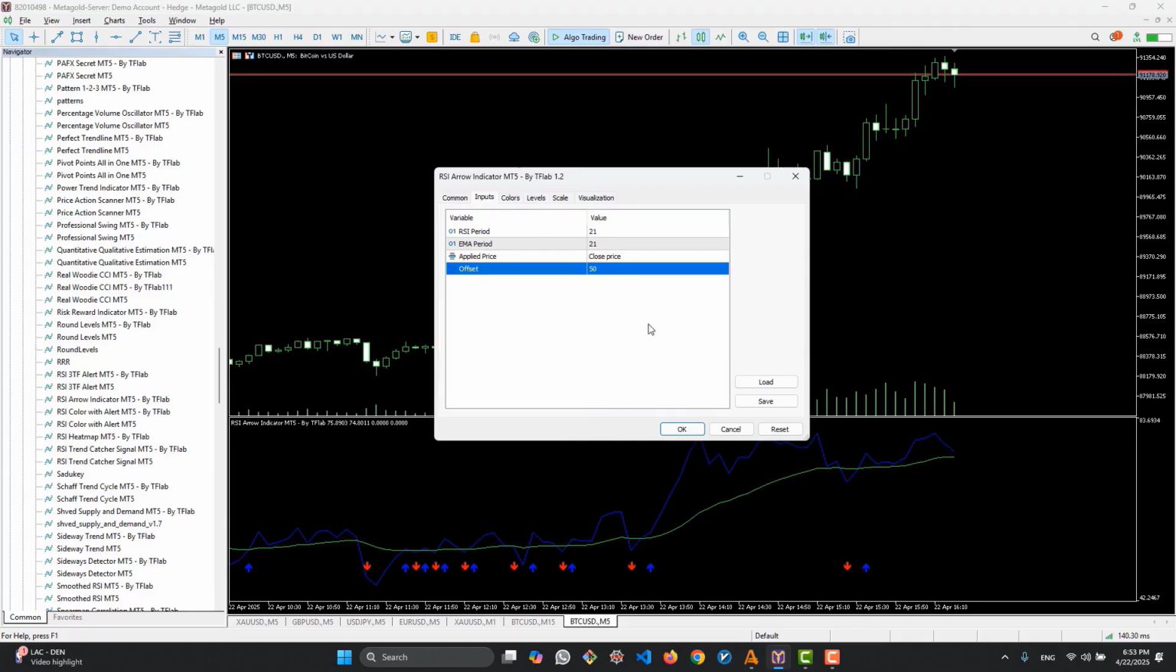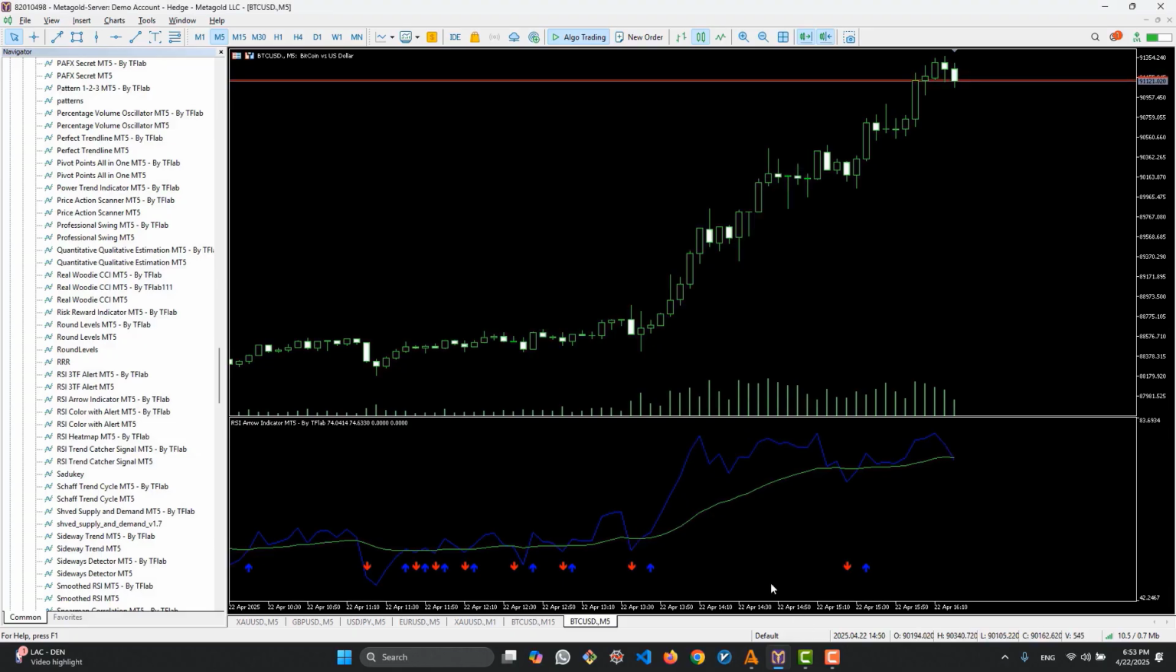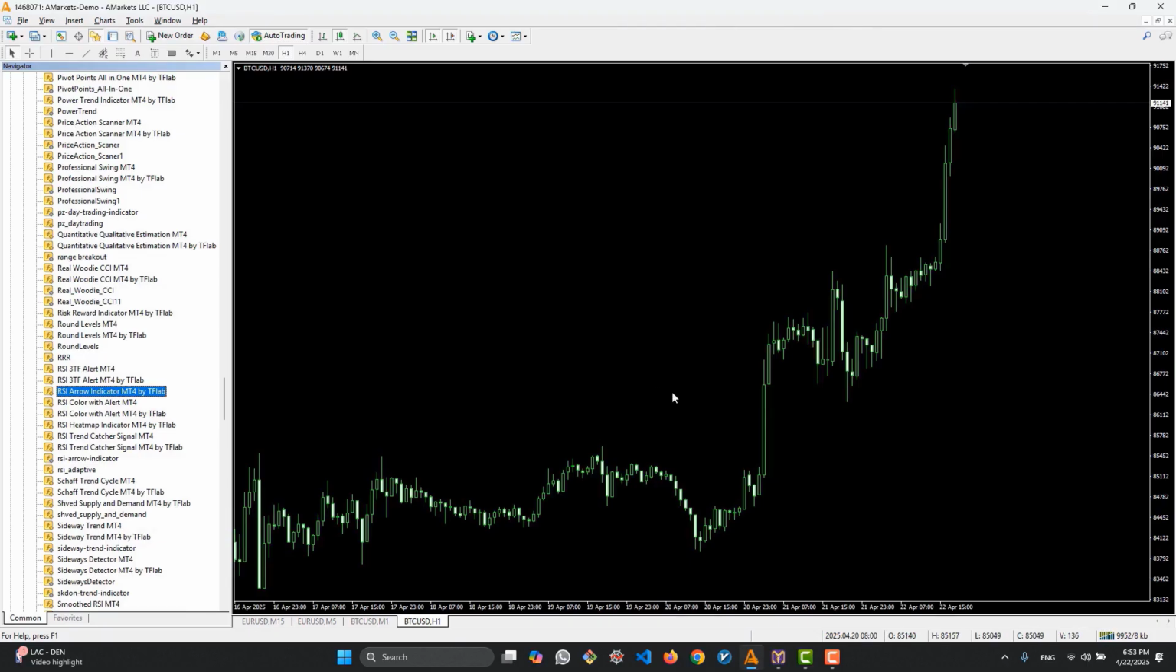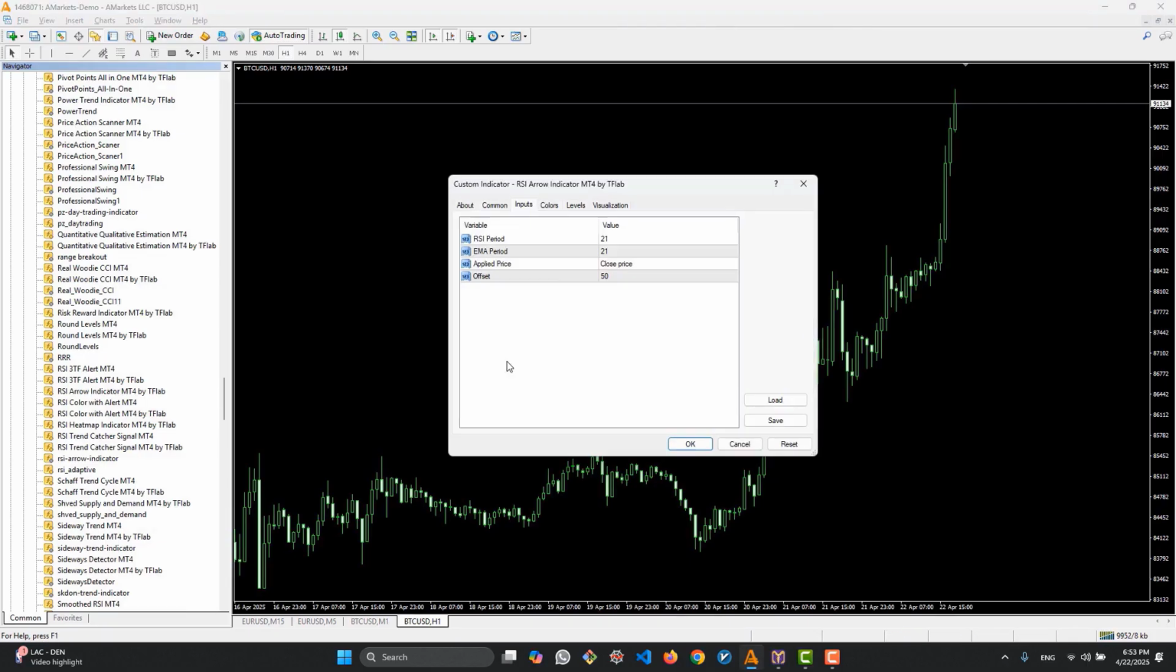And the last option, labeled as offset, is the value at which these buy and sell signals are placed, which is set to 50 by default. At the value of 50, we will have these signals. Now, we can enter this value wherever we feel more comfortable, according to our preference, and have those signals appear in that area. You can also use the MT4 version of this indicator on the MetaTrader 4 platform.